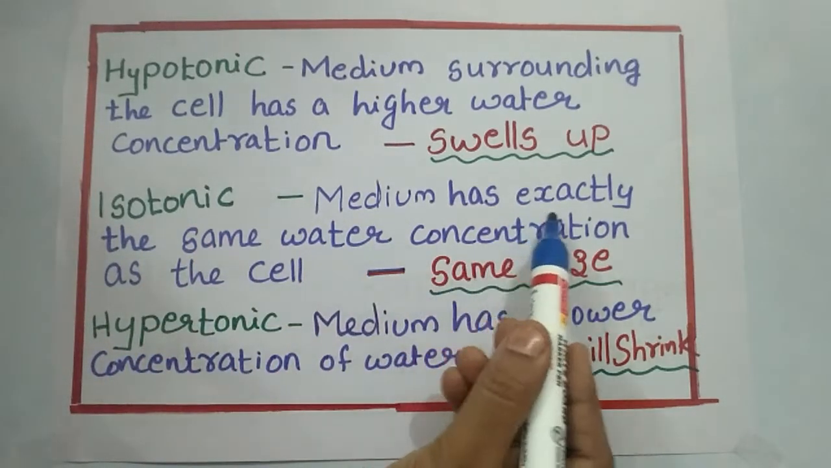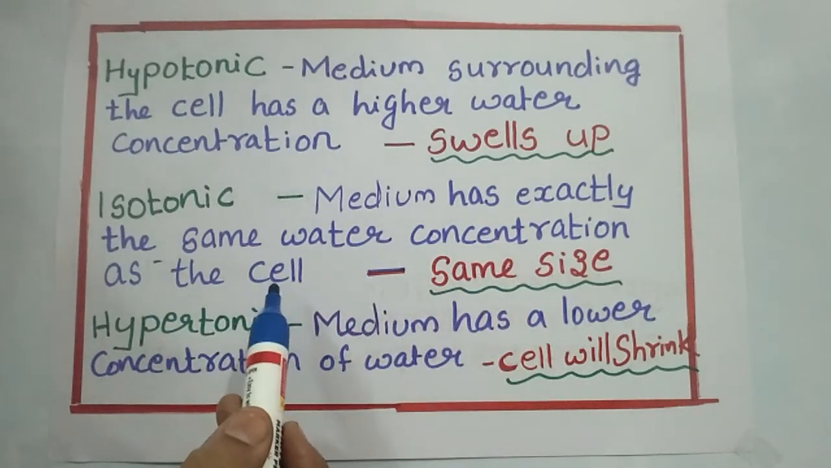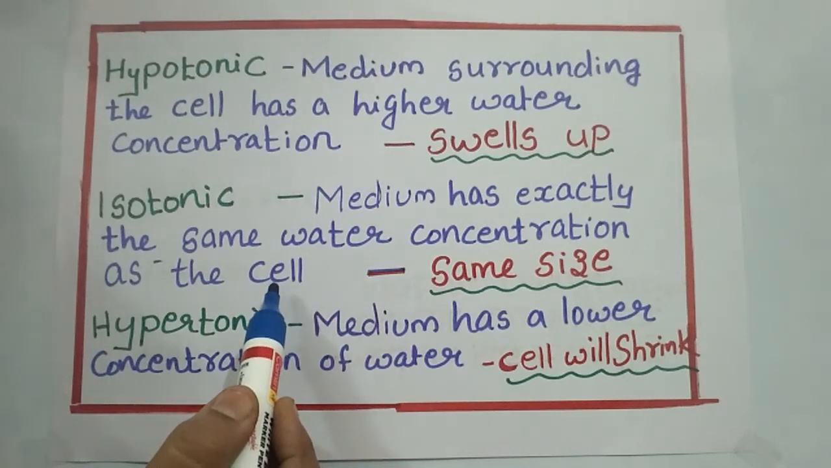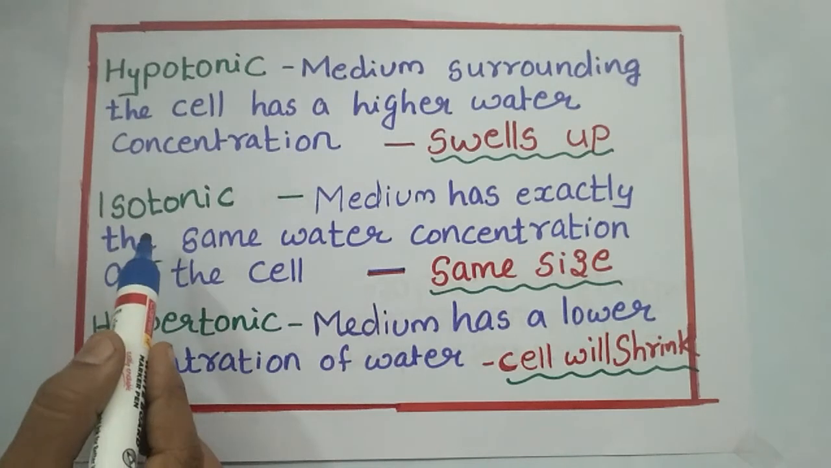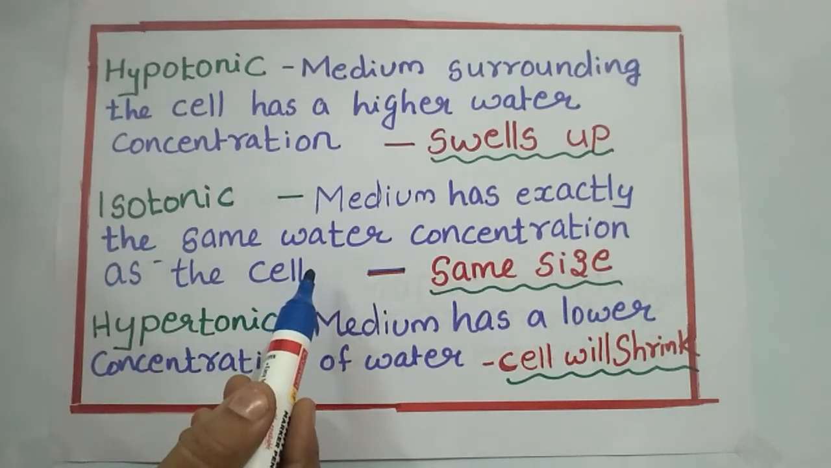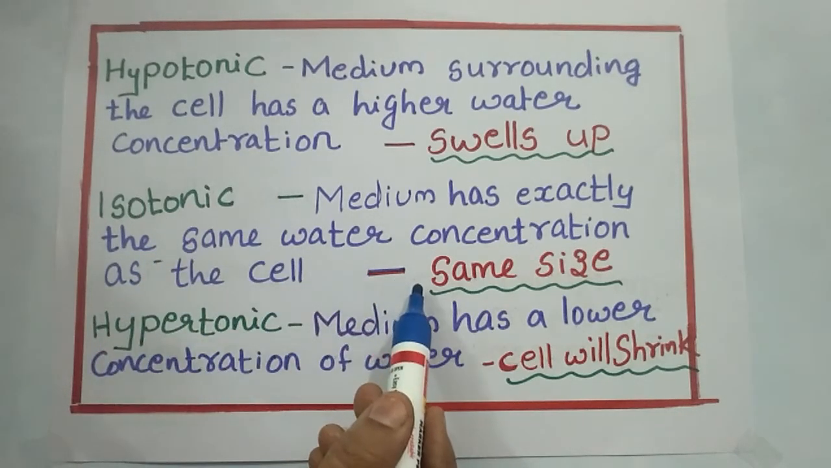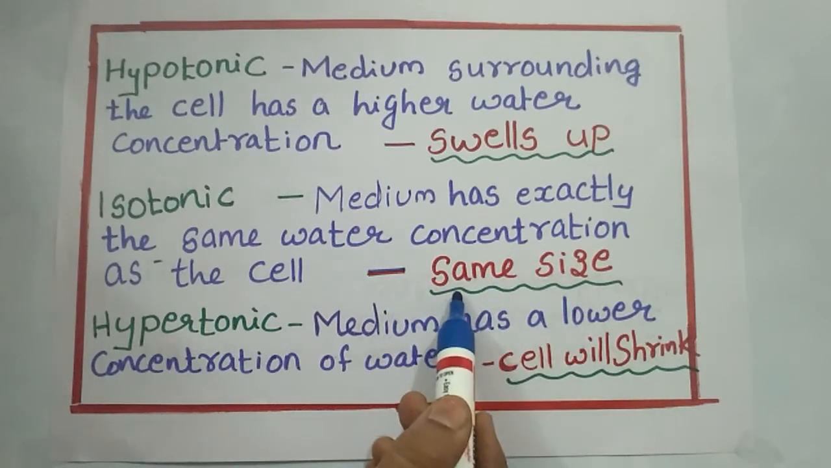Then what is isotonic solution? If the medium has exactly the same water concentration as the cell, that is, both inside the cell and in the medium the water concentration is the same, then that type of solution is called isotonic solution. And what will happen if we put a plant cell or animal cell inside that isotonic solution? Then there is no net movement of water molecules, so the size of the cell remains the same.